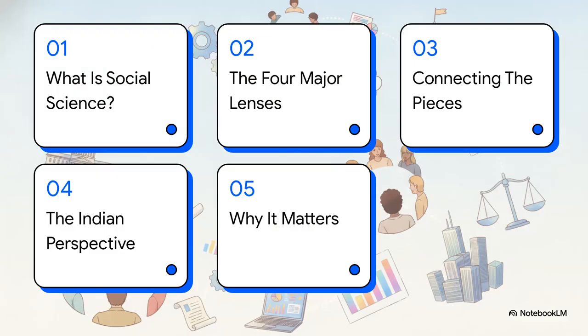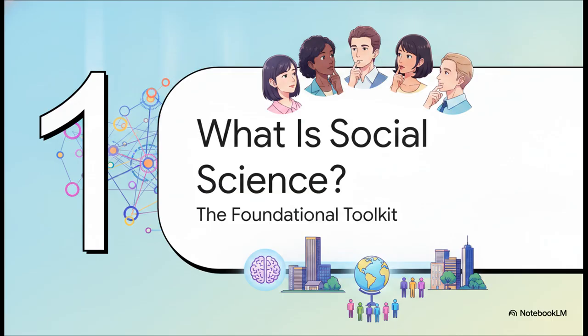So here's our roadmap for today. First, what is social science? 2, the 4 major lenses. 3, connecting the pieces. 4, the Indian perspective. And 5, why social science matters. Let's start with section 1.